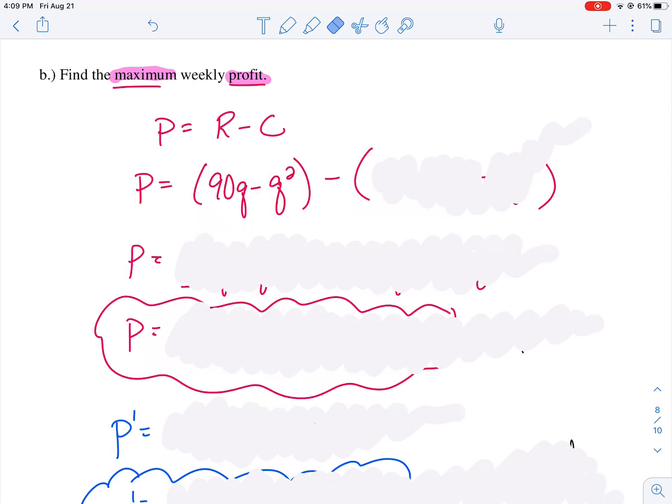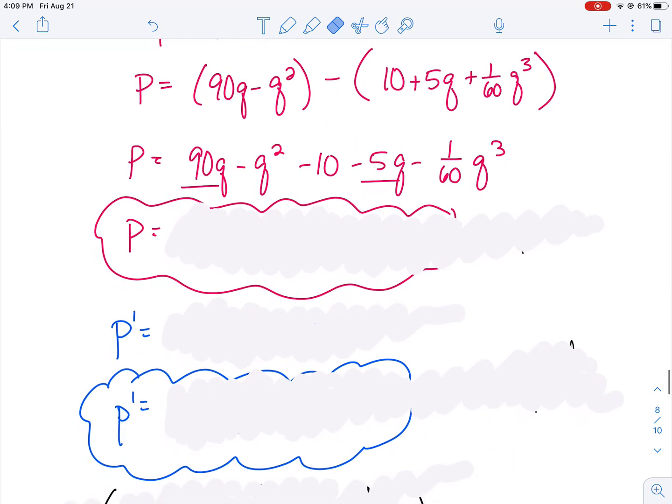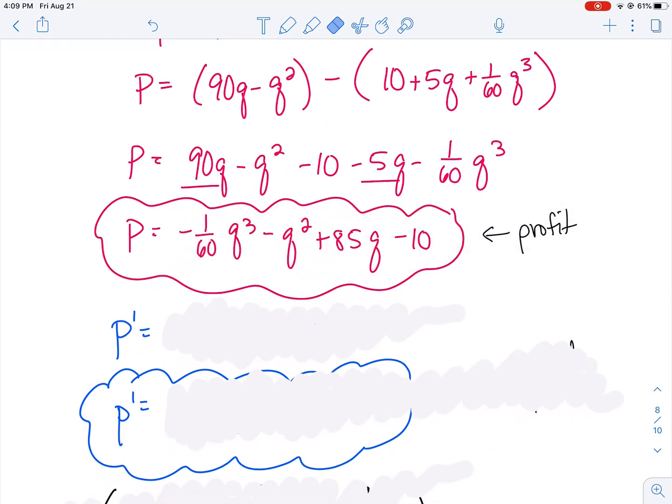Well, back in part A, didn't we say that the revenue equation was my 90Q minus Q squared? And up in the problem, didn't it tell me that my cost function was the 10 plus 5Q plus 1/60 Q cubed? Making sure that I put it in parentheses so that I can distribute the negative through. I'm going to combine like terms. And I end up getting a profit equation of negative 1/60 Q cubed minus Q squared plus 85Q minus 10. Now this is my profit equation.